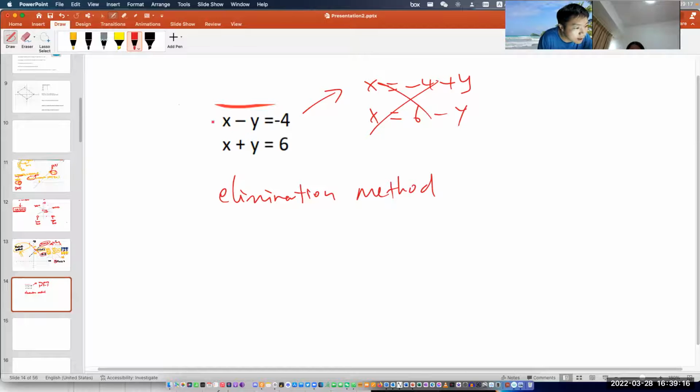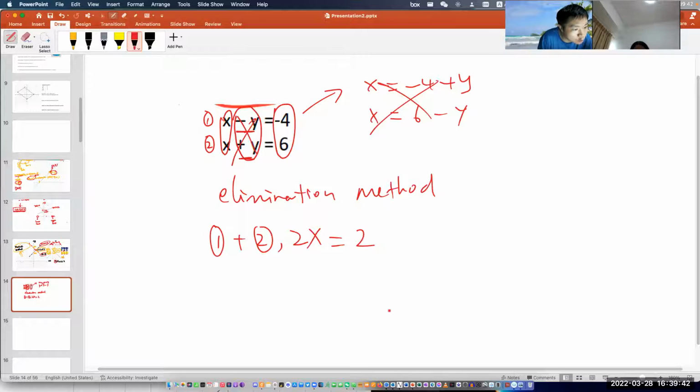So can you see that this is your equation 1, this is your equation 2, this is minus y, this is plus y. And in fact, if you use equation 1 plus equation 2, can you see that x plus x is 2x? These two you add together is 2x. And then these two, if you add together, they cancel each other. And then after that, the right hand side, if you add together, you get 2.